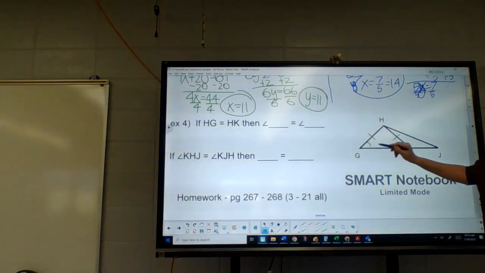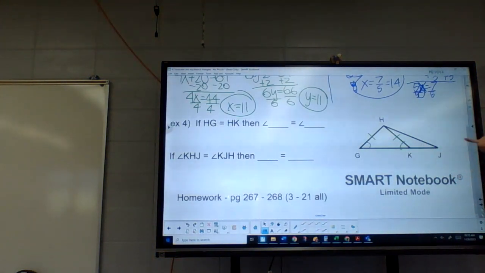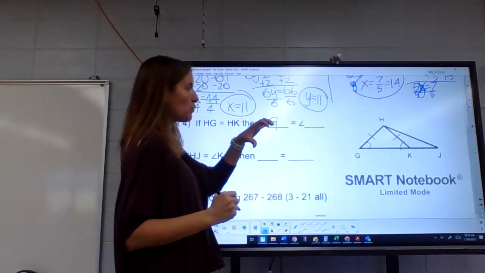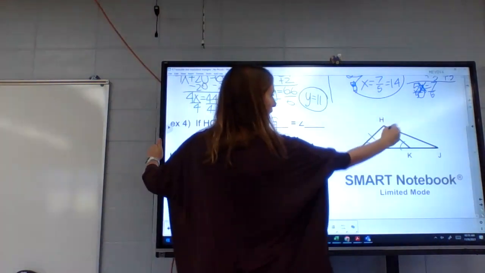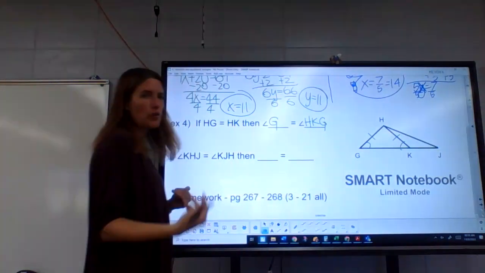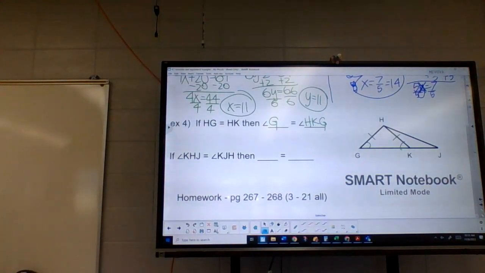Yep, so this G and this K. Technically for that K we should use three letters because there's more than one angle there, so I'm going to call that HKG. And G is fine because there's only the one angle at G. So I'm going to be a little more specific there.